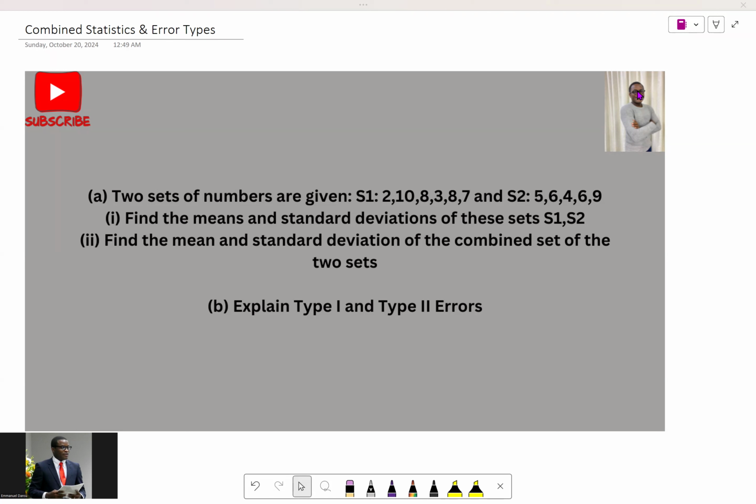In this video, I'll be treating the question right before you. Two sets of numbers are given. S1 is 2, 10, 8, 3, 8, 7, and S2 is 5, 6, 4, 6, 9. We are told to find the means and standard deviations of the sets S1 and S2. Then we have to find the mean and standard deviation of the combined set of the two sets. And then we have to explain type 1 and type 2 errors. That's why we are here. So let's move on.